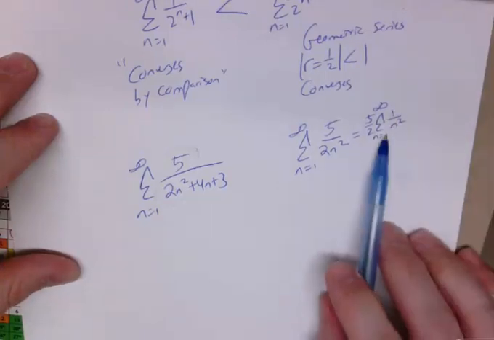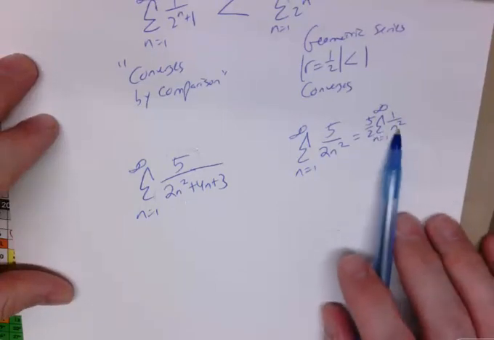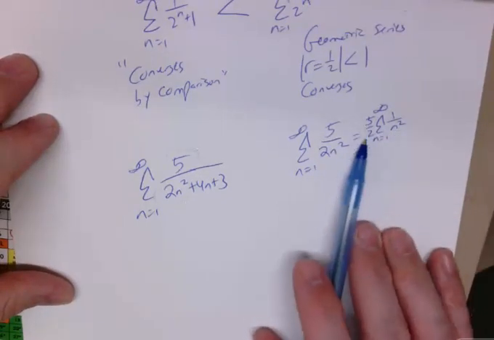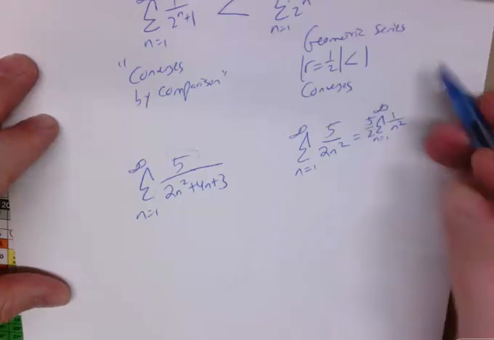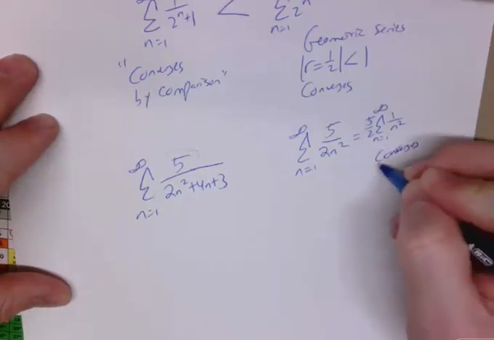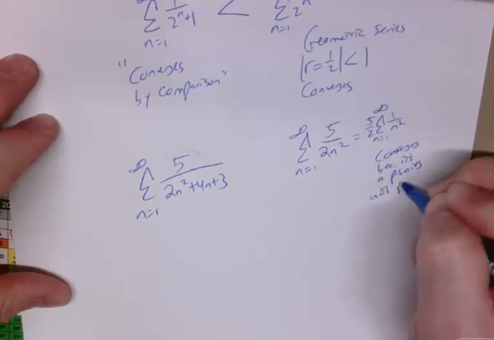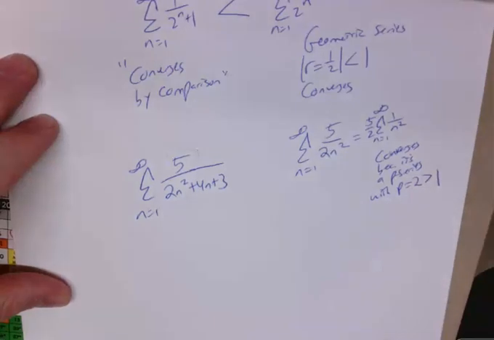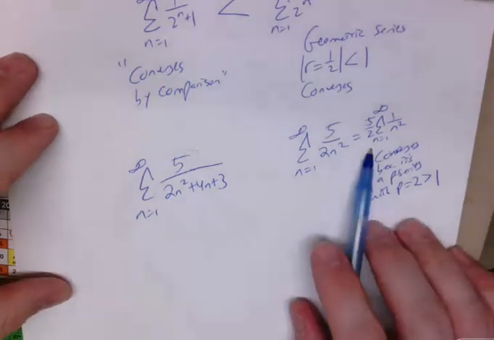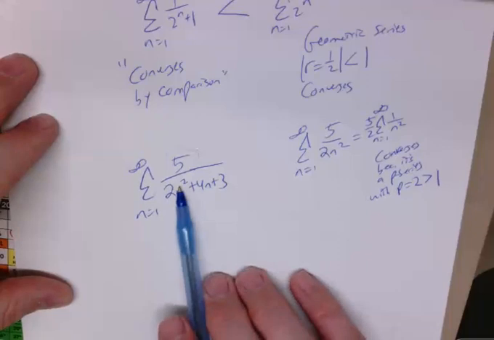Hopefully you recognize that as a simple p-series. So if 1 over n squared is going to converge, well then multiplying that by 2.5 is certainly still going to converge, right? So this series converges because it is a p-series with p equals 2, which is greater than 1. So this series converges.